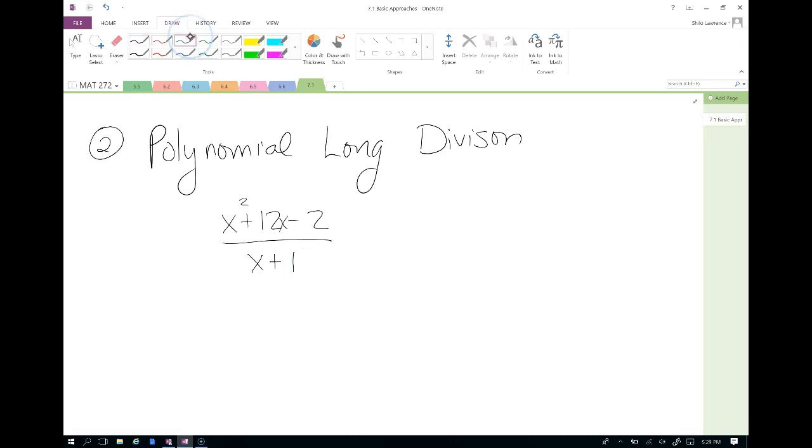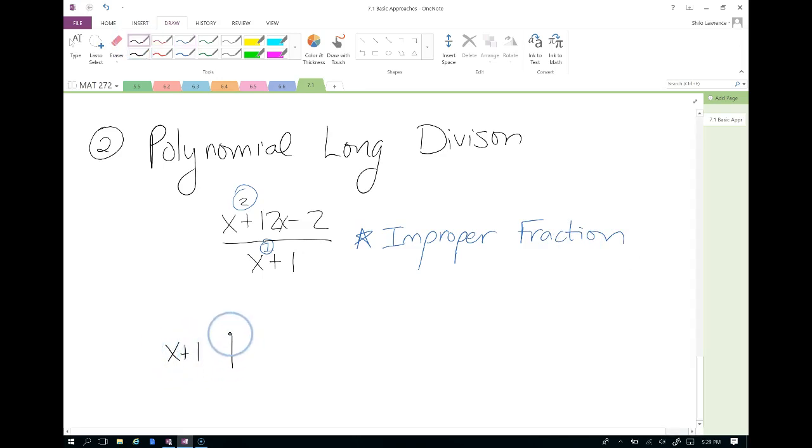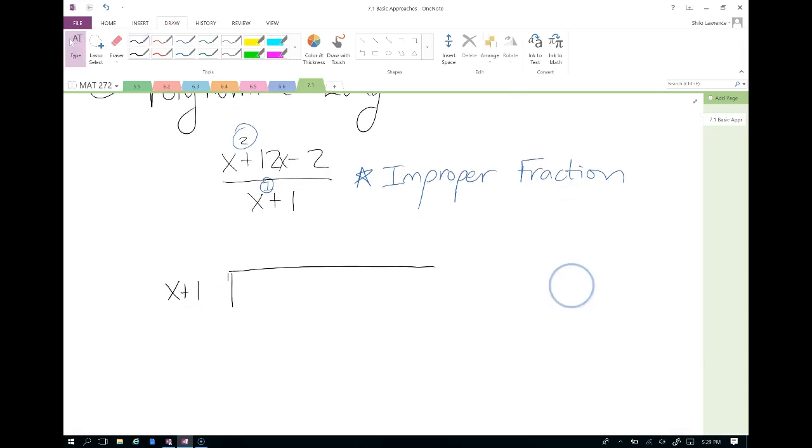But this is an improper fraction. So that's one of the things you can look for that gives you a clue that you should probably try polynomial long division, is you're asked to integrate an improper fraction. And what that means is that the degree in the numerator is bigger than the degree in the denominator. That means we can use algebra to simplify this fraction. So we're going to do polynomial long division. We'll review that really quickly, and then we'll look at an actual integration problem where we would have to use this.